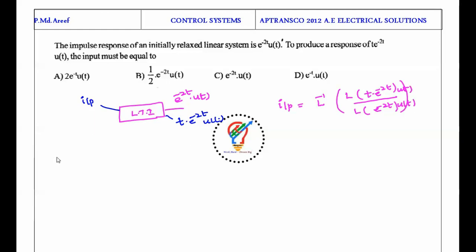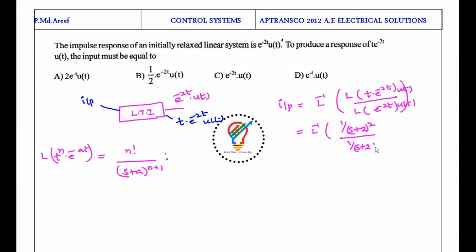The formula that we are going to use here is: t power n into e power minus at, if you take the Laplace transformation of this function, you will get n factorial divided by (s plus a) power n plus 1. Now based on this formula, we will get L inverse of the Laplace transformation of t into e power minus 2t, which is 1 divided by (s plus 2) whole square, divided by 1 by (s plus 2).